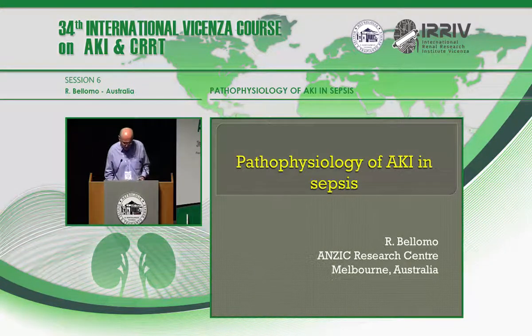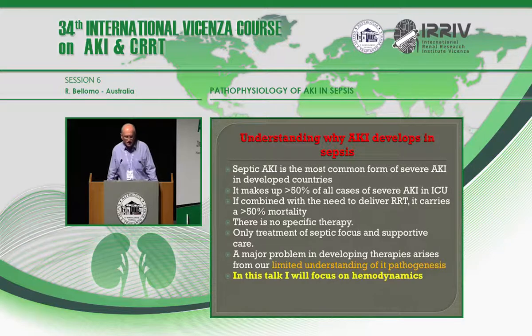It's obviously a topic of some importance. Septic acute kidney injury is the most common form of acute kidney injury in developed countries, particularly in intensive care units. We have quite a lot of data to show us that it's about 50% of all the cases that we see. Other than if acute kidney injury develops that is severe, there's no specific therapy, and we have not advanced our ability to deliver specific therapy because we've got a limited understanding of its pathogenesis.